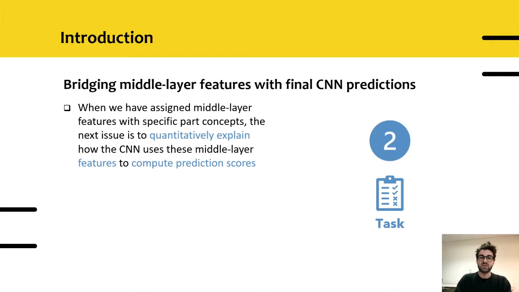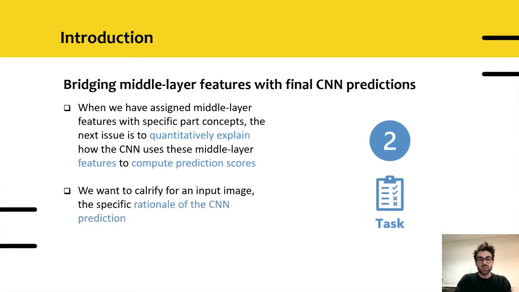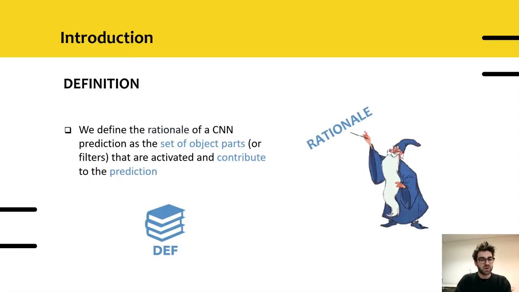The second task, after the disentanglement of the features, is this. We have to assign the middle layer features with the specific part concept, and the next issue is to quantitatively explain how the CNN uses these middle features to compute prediction scores. We want so to clarify for an input image the specific rationale of the CNN prediction. But what is a rationale? We have Wizard Merlin to help us. We define the rationale of a CNN prediction as the set of object parts or filters, because they are connected, that are activated and contribute to the prediction.